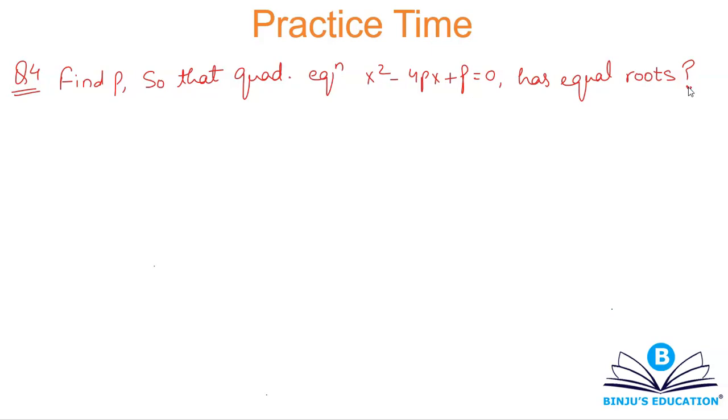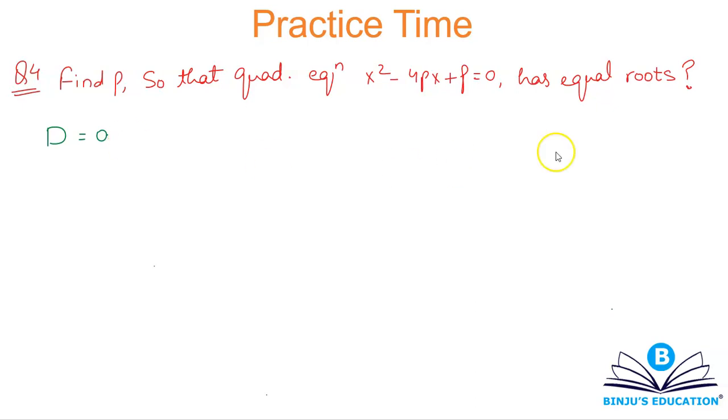Go ahead, try this question, pause the video, try the question. All right, let's try this one. So you want equal roots, right? You're going to get equal roots when the discriminant is equal to 0. You're going to get equal roots whenever the discriminant is equal to 0.